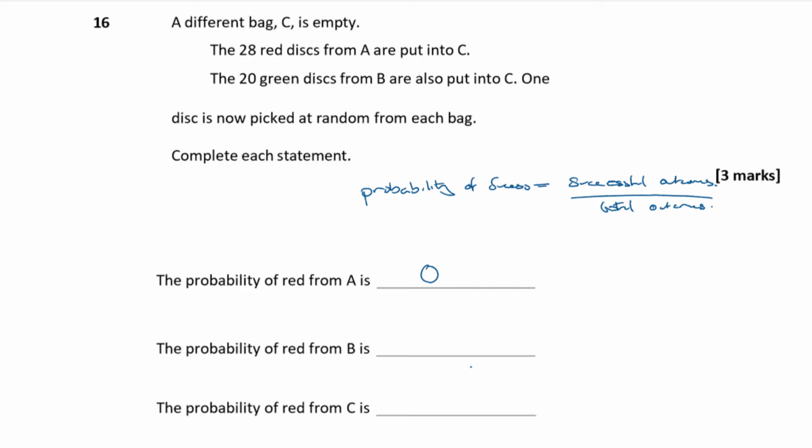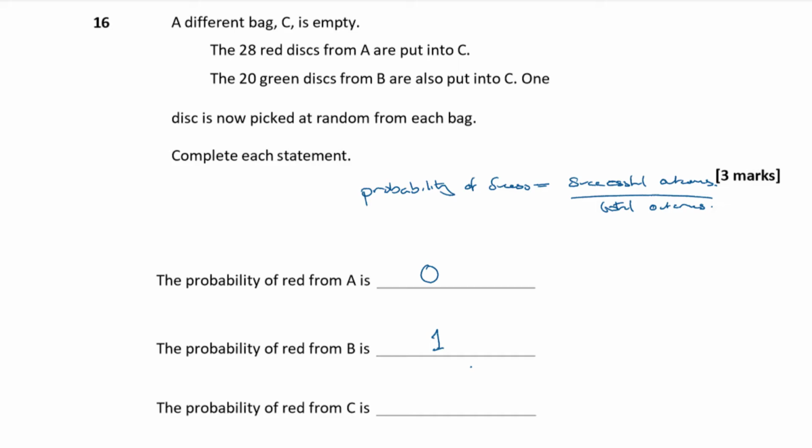In bag B, you used to have 20 green discs and 12 red discs, but we took the 20 green discs out, so the only thing left in bag B is the 12 red discs. So the probability of picking a red disc from bag B, that's going to be 1. You're certain of picking one, haven't you? So the probability of that one is 1.